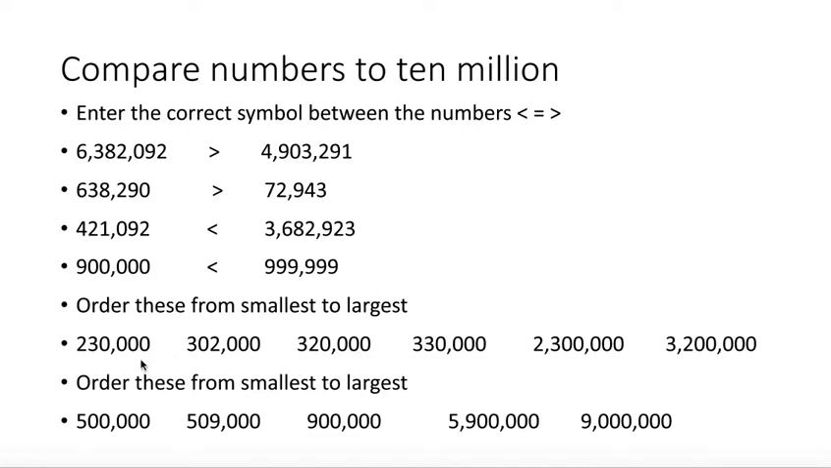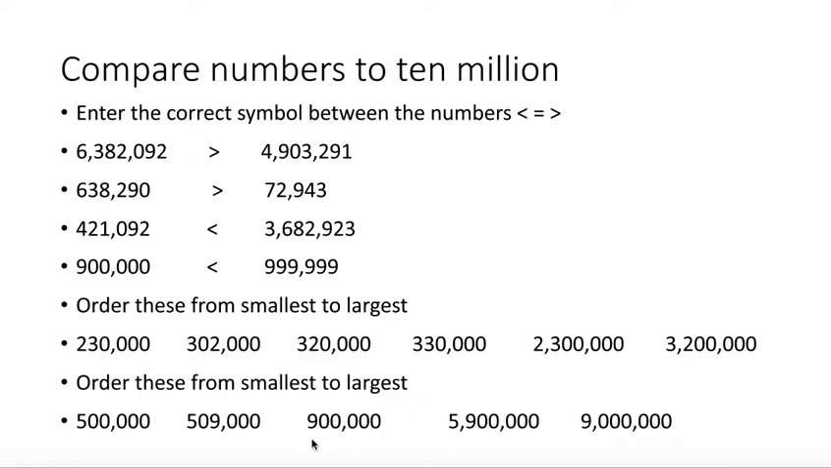Then you're asked to order these from smallest to largest. The smallest are the 6-digit numbers starting with 200,000. Then we've got 3 6-digit numbers starting with 300,000, 302,000, 320,000 and 330,000. And then we have our millions, which are greater, 2 million followed by 3 million.